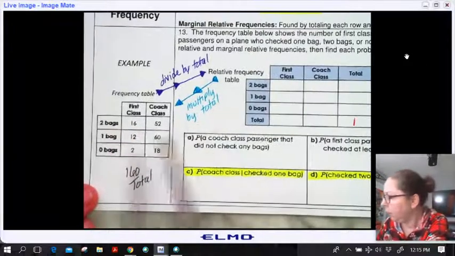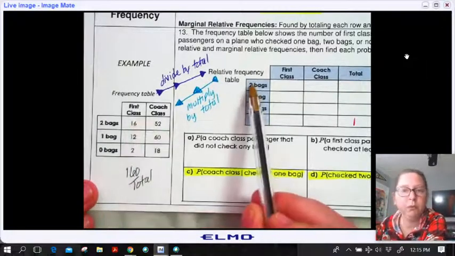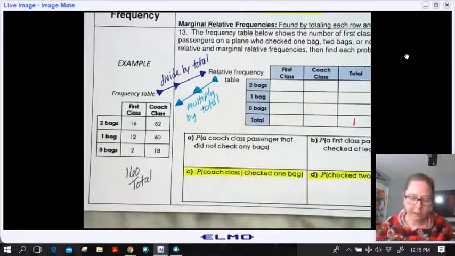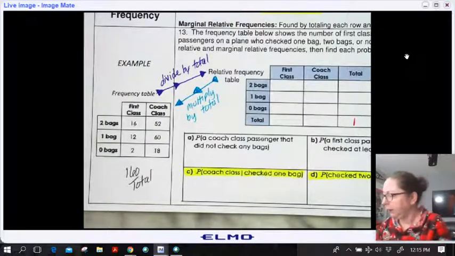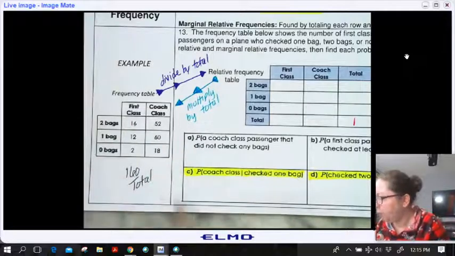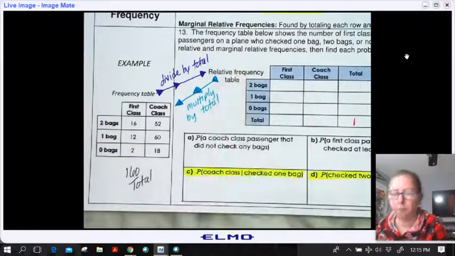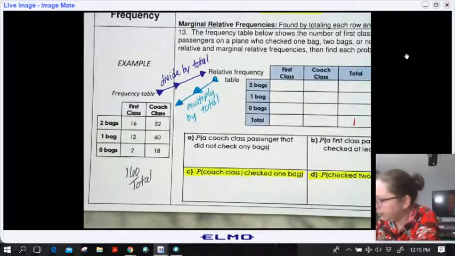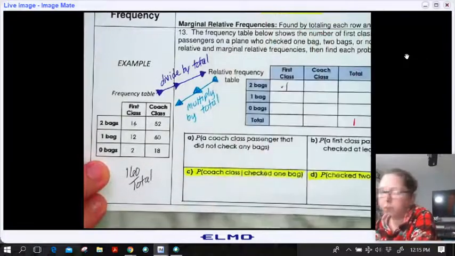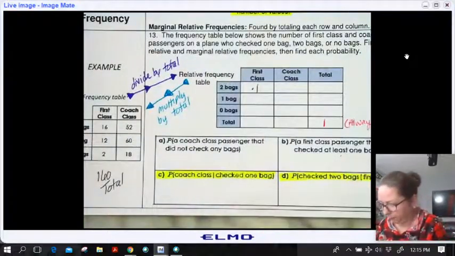All right, so how do I take this frequency and turn it into a relative frequency? What I need to do is divide. Let me get my calculator. I need to divide the frequency by the total. Okay, so that's how I get from here to here. So let's do 16 divided by 160. I get 0.1. Okay, I'm going to go ahead and fill in the rest of this table.